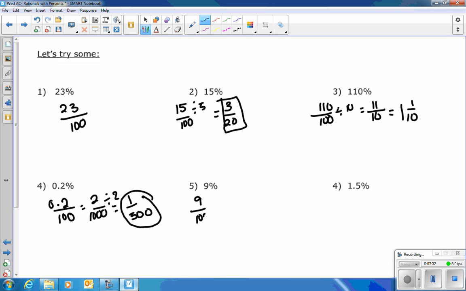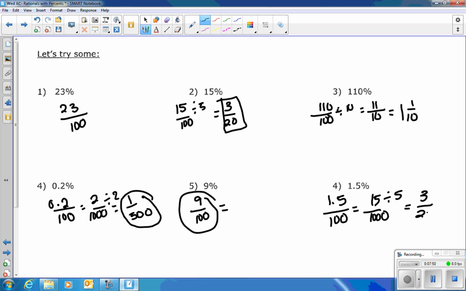9% over 100 can't be reduced. 1.5% over 100: I've got to move it to get rid of the decimal. And then I can divide both top and bottom by 5. And then that one is reduced completely.